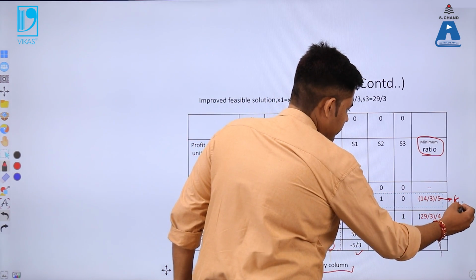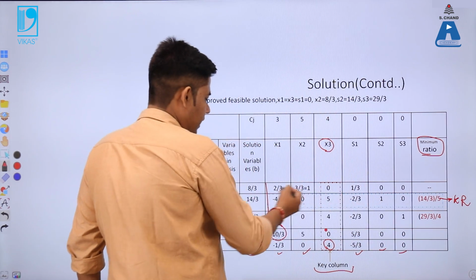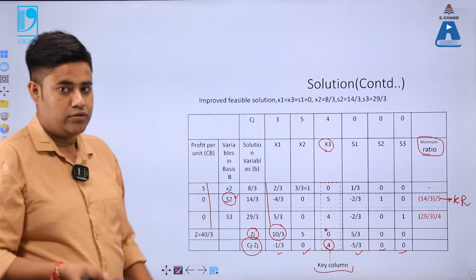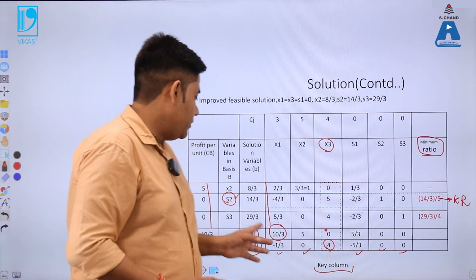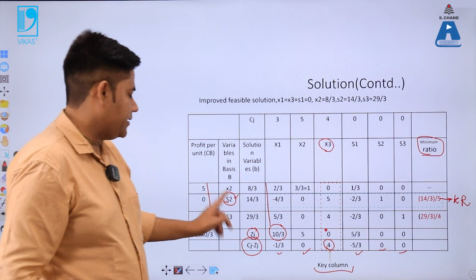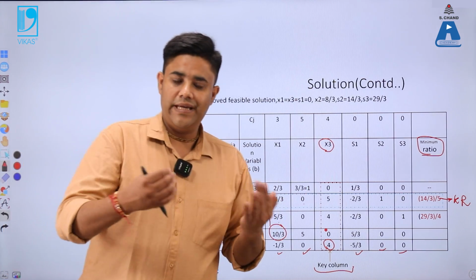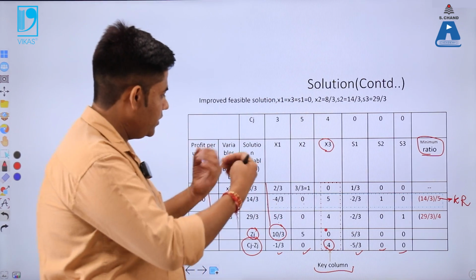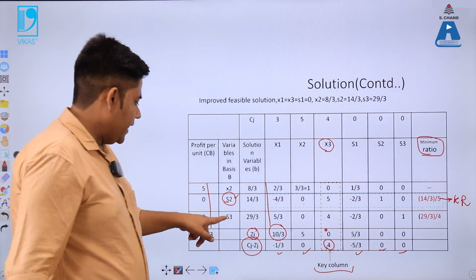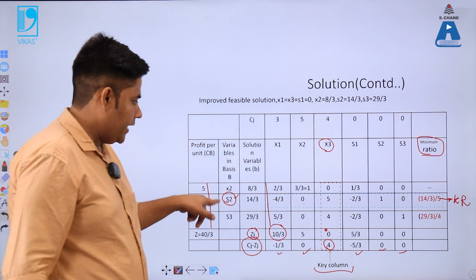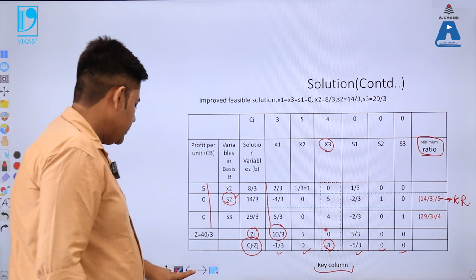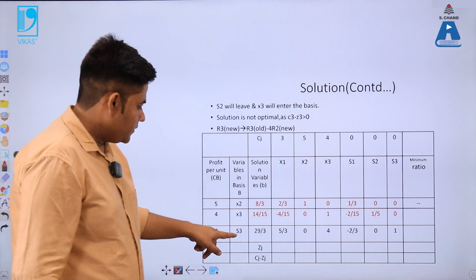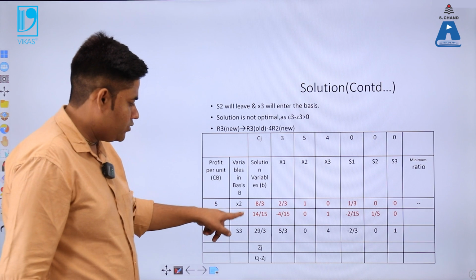That means the second indicates the key row. So that should be highlighted also, and that indicates that S2 is to be removed. I need to remove S2, and in place of S2 I need to substitute X3. Here we would be doing the second set of iterations in which the table would remain the same, and what is to be done? x2, s3 would remain the same, but in place of s2, x3 will be substituted. So the new table would be like this.